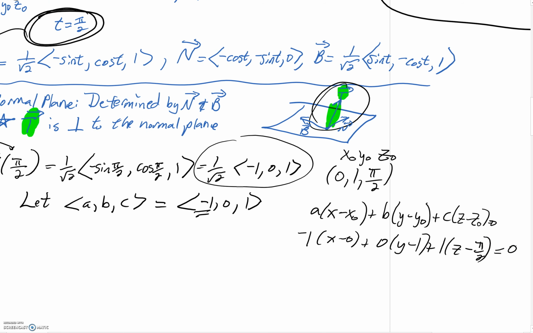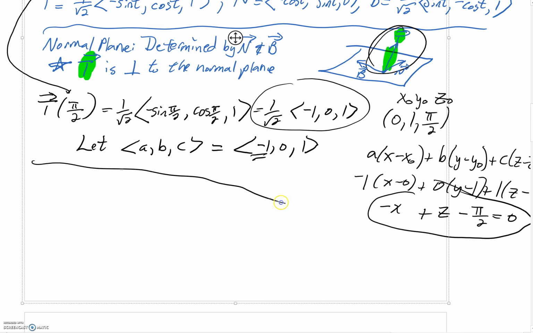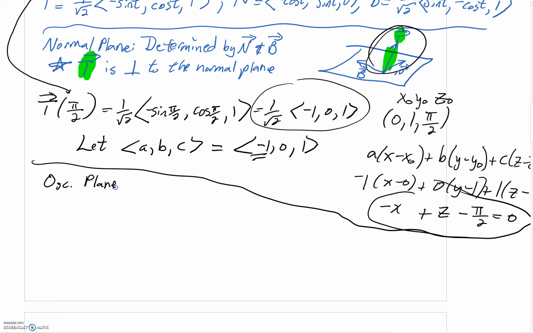And guys, you could leave it like this, or we could really just simplify this and write it in this way just as well. Here's the equation of a plane. In fact, it's the normal plane. So then they're asking for us to find the osculating plane. The osculating plane, well, here's the key. The binormal vector is the perpendicular vector.